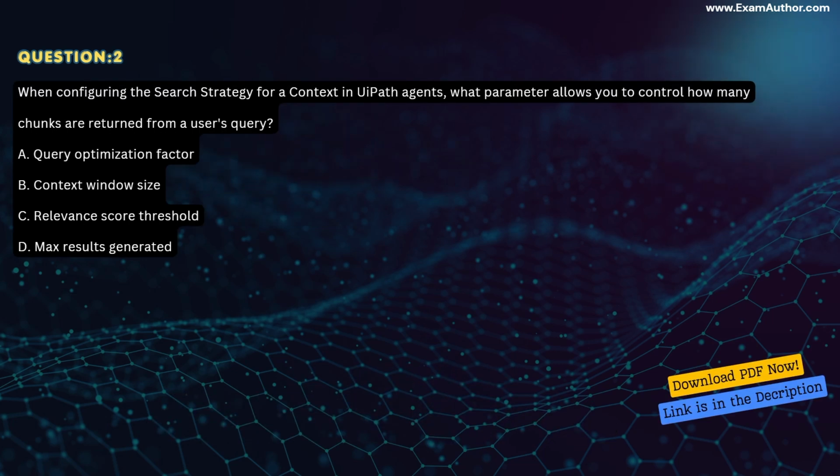Question 2. When configuring the search strategy for a context in UiPath agents, what parameter allows you to control how many chunks are returned from a user's query? A. Query optimization factor. B. Context window size. C. Relevance score threshold. D. Max results generated. Correct answer: D.